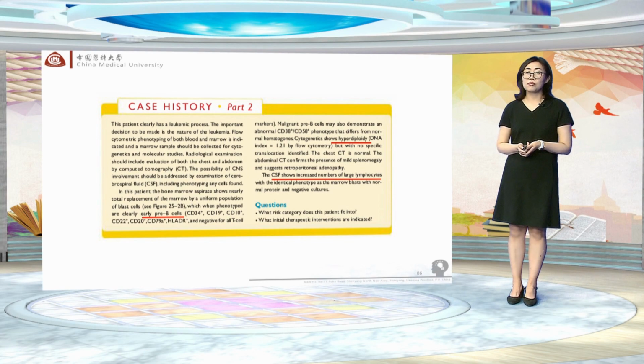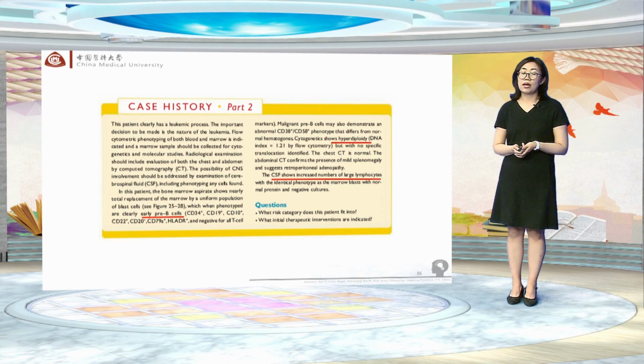The bone marrow aspirate shows nearly total replacement of the marrow by a uniform population of blast cells, whose phenotype is early pre-B cells. Cytogenetics shows hyperdiploidy, but with no specific translocation identified. The chest CT is normal. The abdominal CT confirms the presence of mild splenomegaly.